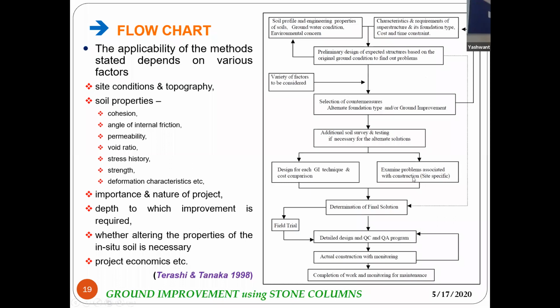Then the problem is associated at the site. At different sites, the problems that we will be facing will be different. So each site will be a unique site, and we will have to suggest site specific problem solutions. And finally, the completion of work and monitoring for maintenance. So this has to be carried out for years, depending upon the type of project and its importance. For some of the projects, it may be 4 to 5 years, and for a few projects it may go beyond 20 years.